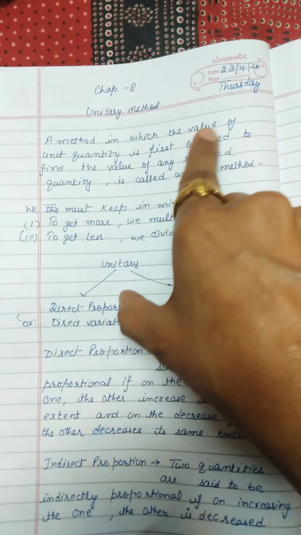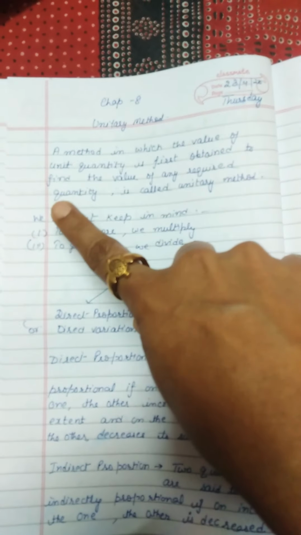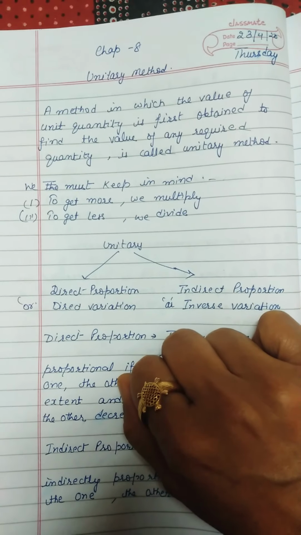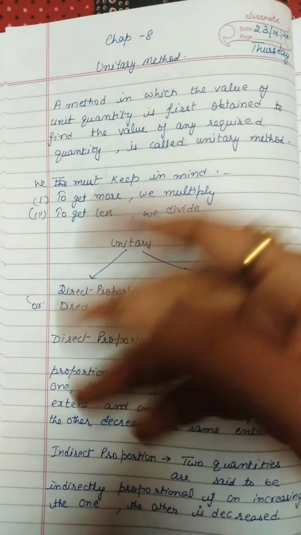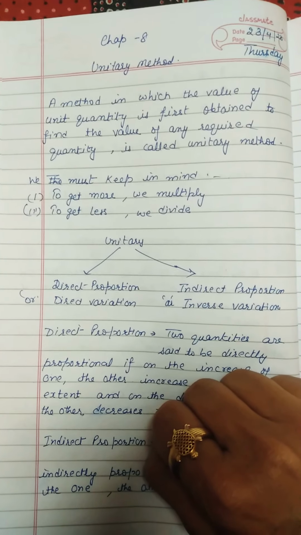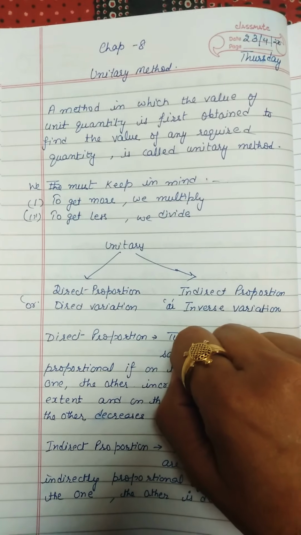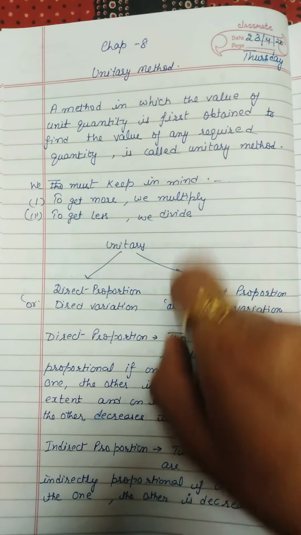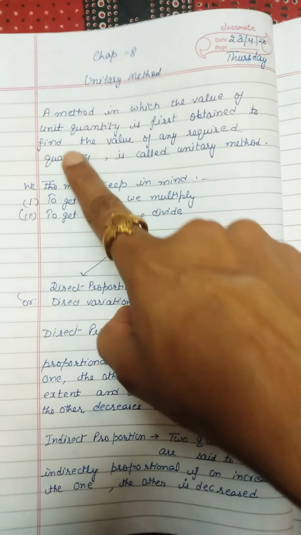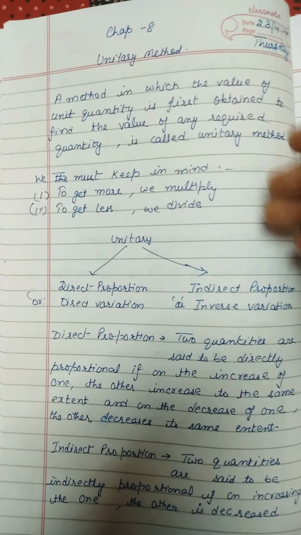A method in which the value of a unit quantity is first obtained to find the value of any required quantity is called the unitary method. Suppose we are given the cost price of 1 mango. Then we can find the cost price of 20 mangoes very easily. First means the cost price of 1 mango; any required quantity means, suppose, we want to find the cost price of 20. This is called the unitary method.